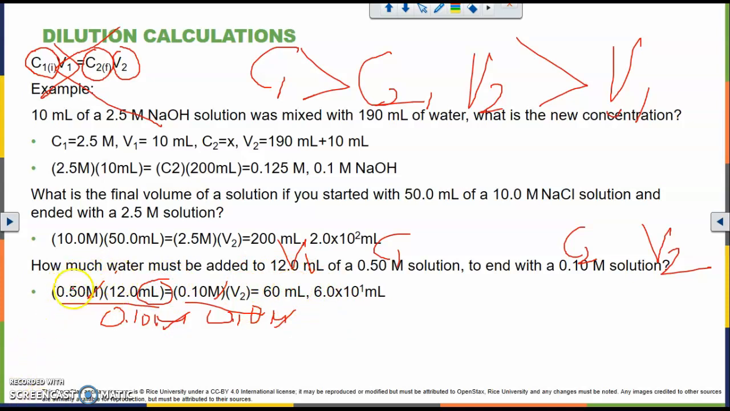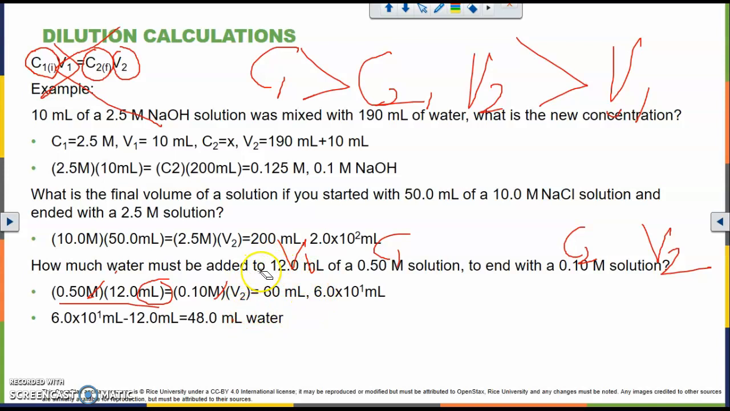So this concentration is bigger than the second concentration. Check. This volume has to be bigger than the first volume. 60 mils is bigger than 12. Check. That's good. But that question doesn't end here because it's saying how much water must be added. So the total volume at the end has to be 60 mils, but we're only starting with 12 mils. So guess how many mils of water we need to add? We need to add 48 mils of water, because 48 plus 12 equals 60.